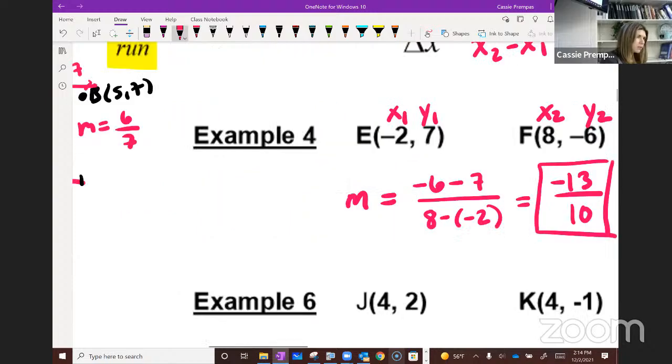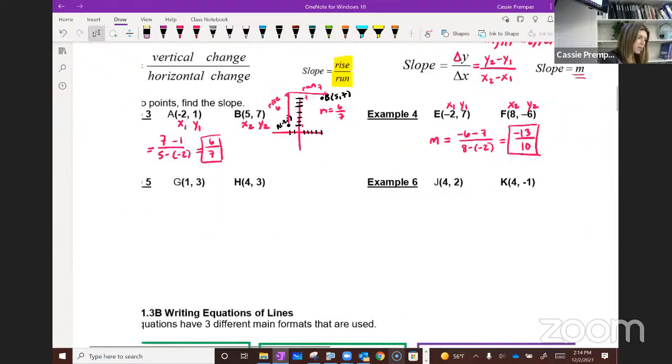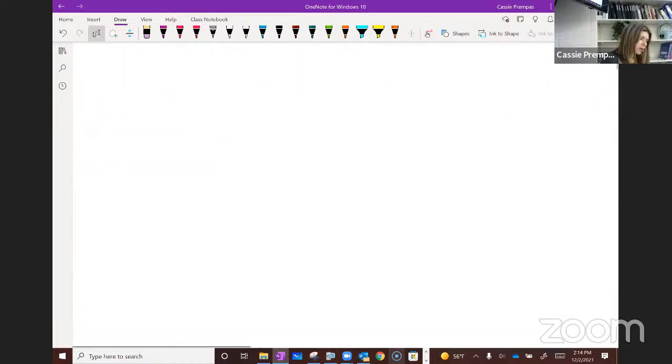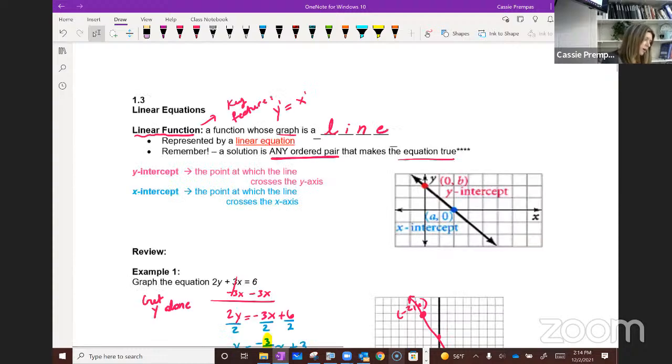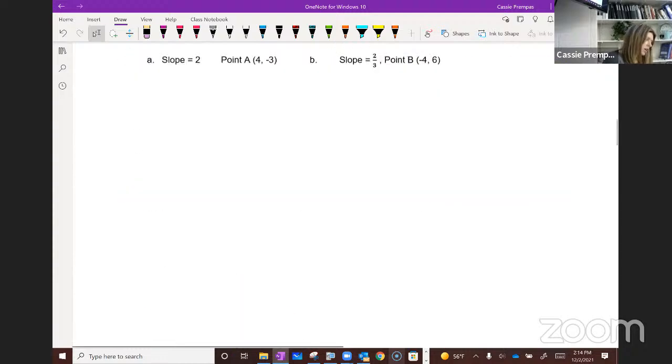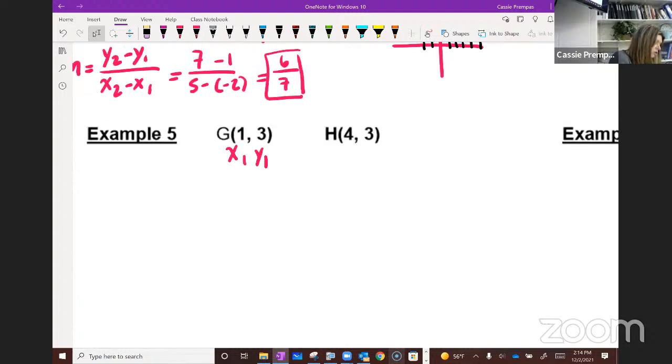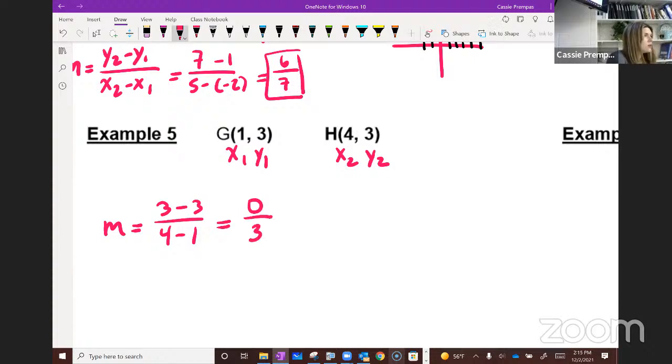All right. 2 more, and then I'm gonna give you guys some time to work on the first assignment. Letter G, we'll consider that our first point. So we'll call that x1, y1. And letter H, we'll call our x2, y2. We plug this in, and we would have the slope is equal to 3 minus 3 over 4 minus 1. 3 minus 3 gives me 0. 4 minus 1 is 3. 0 divided by 3 simplifies to just 0.